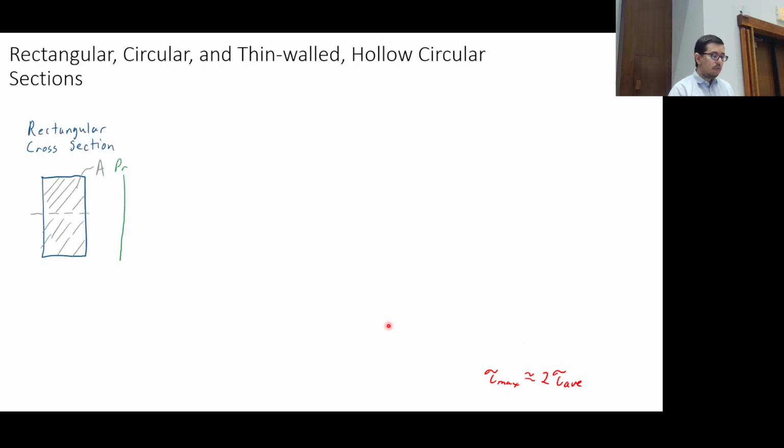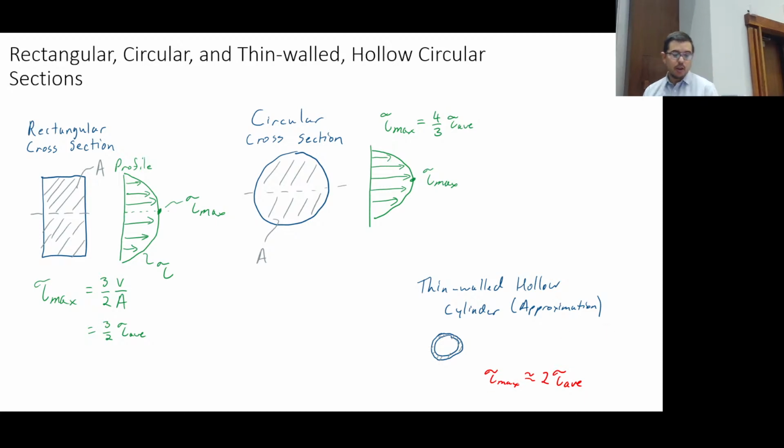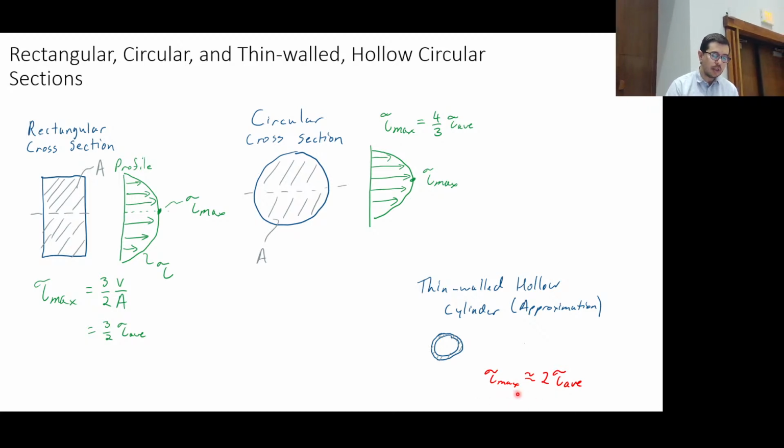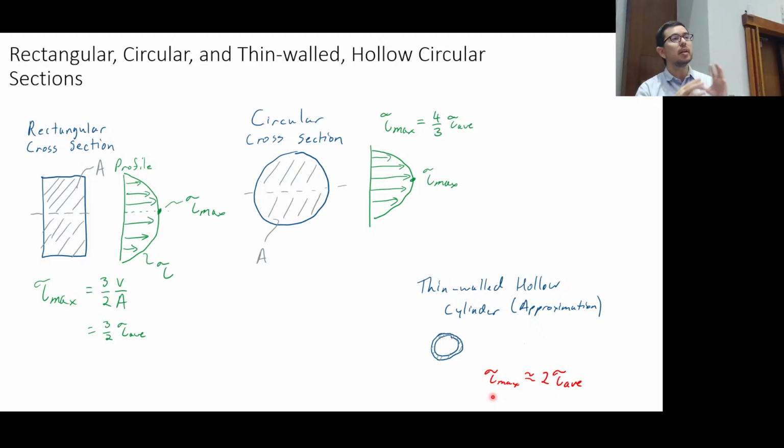If you have a thin-walled hollow cylinder, I probably won't ask you this, okay? Or if I did, I would tell you that the average times 2 is going to be the maximum shear stress. So that's like an annulus, right? That's like a ring essentially. So if you have a ring cross section, that is the one that you can approximate, and that's for a thin-walled hollow cylinder. You can approximate it as twice the average shear stress.